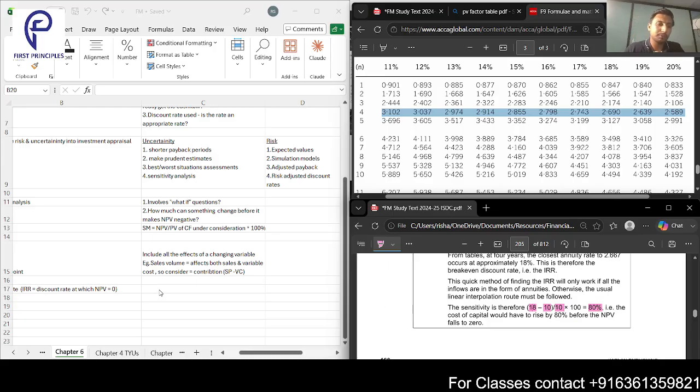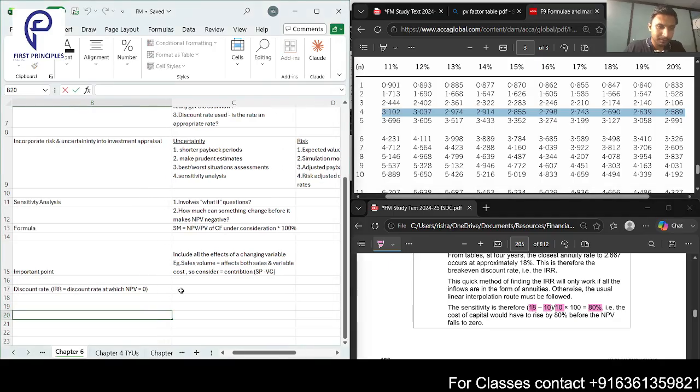So first of all, we create the table, where we have the cash flows. Second, we take the NPV as 0. Third, we find the annuity factor, which will be your balancing figure. Only one figure will be missing. That will be the balancing figure.